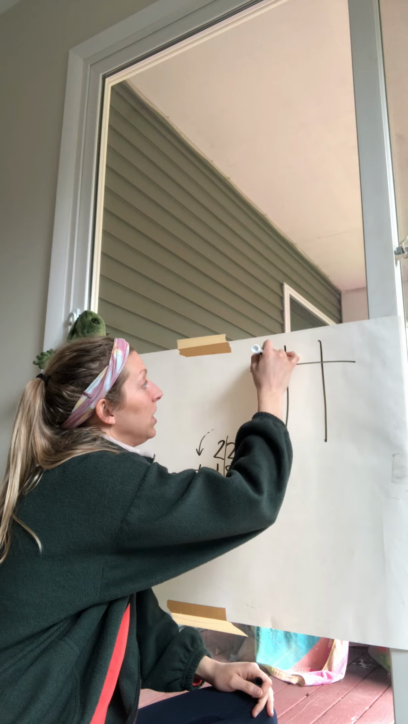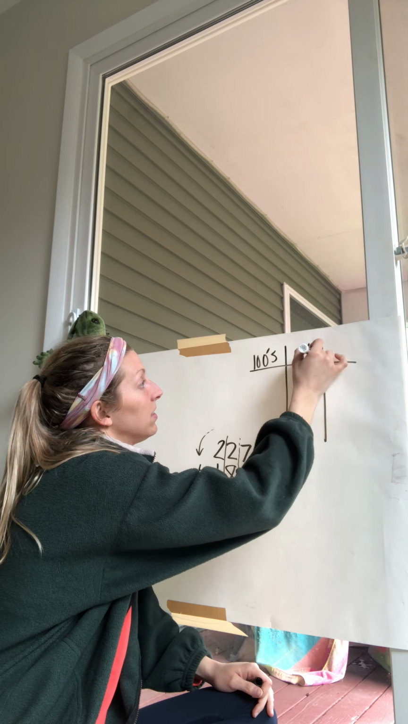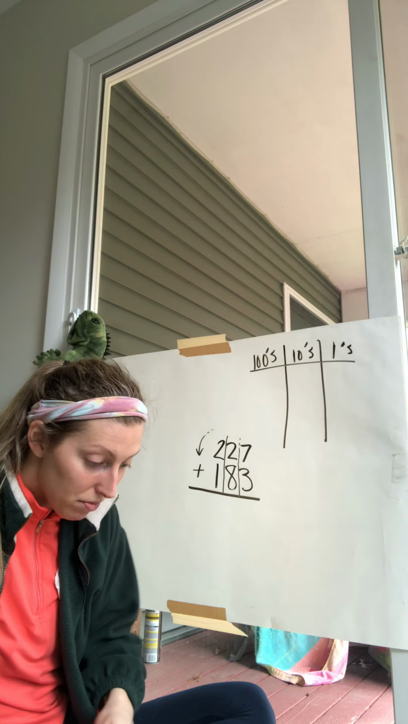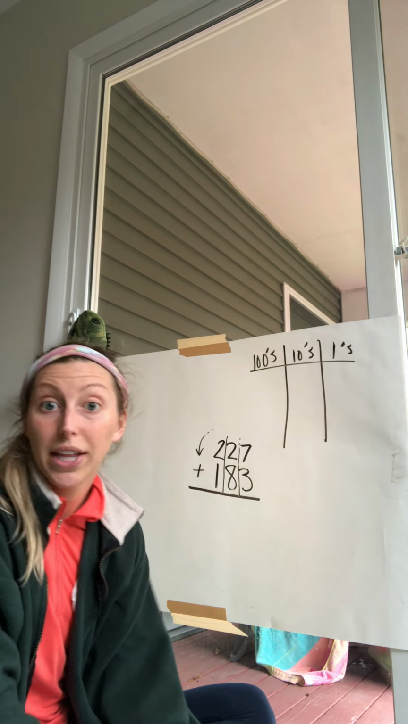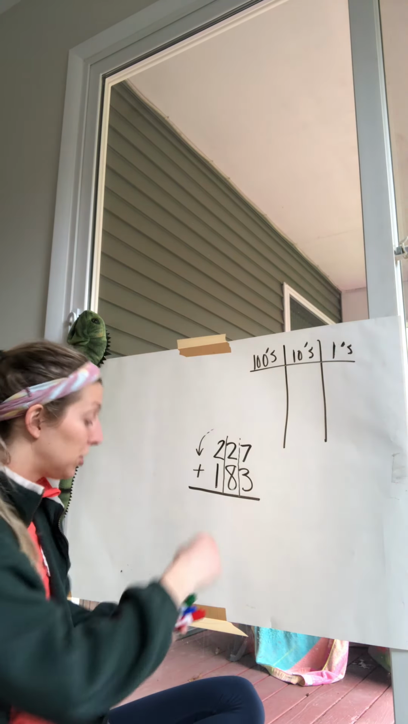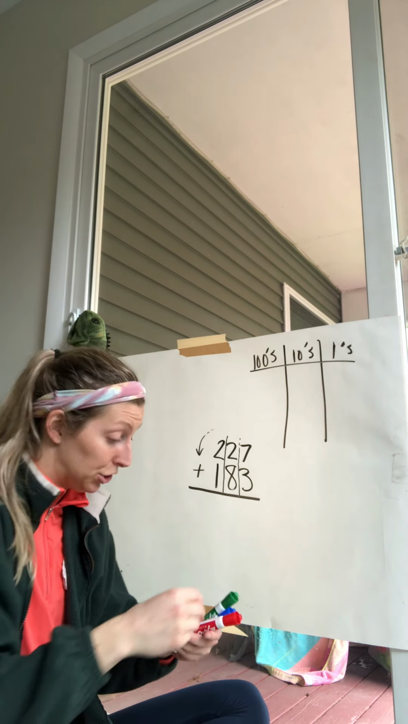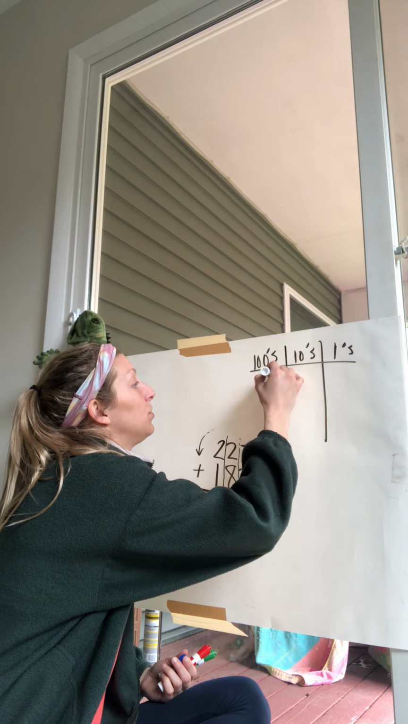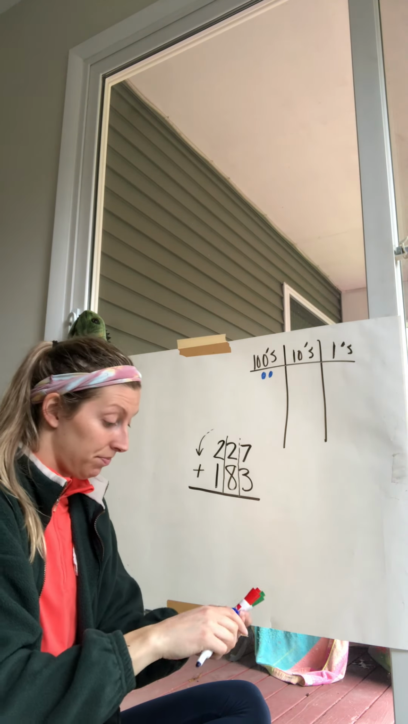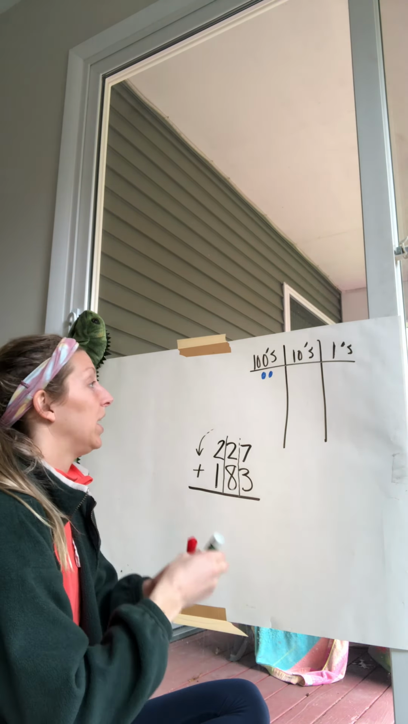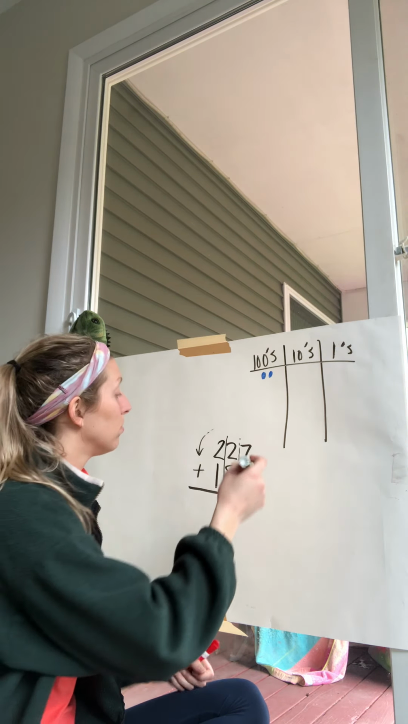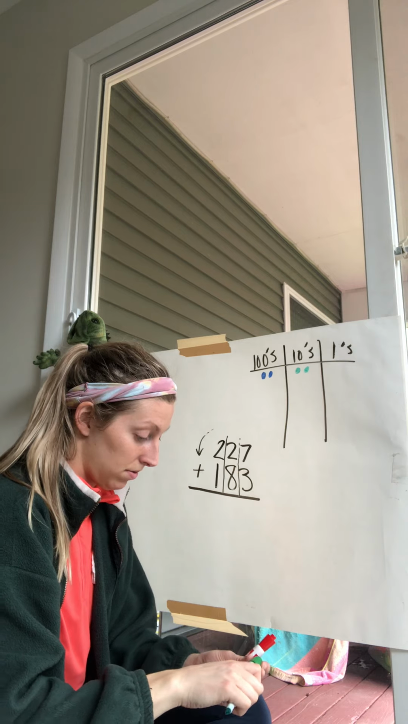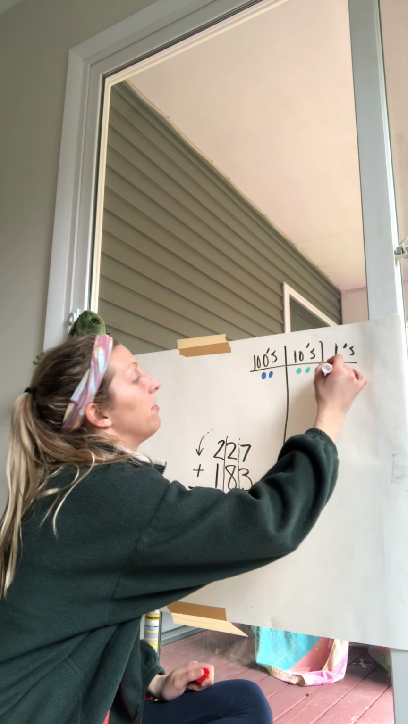Okay, here's our hundreds, our tens, and our ones. Okay, and I'm going to start with the hundreds. I'm just going to draw it out, okay? So the first number we're adding is 227. So we have 200, we have, let's see, 20, 7.